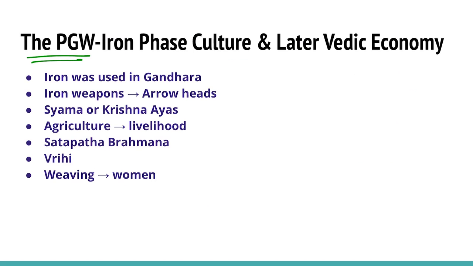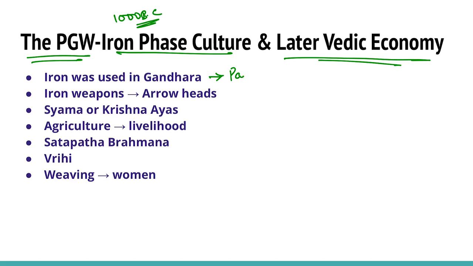The Painted Grey Ware iron phase culture and later Vedic economy. From around 1000 BC, iron was used in Gandhara, an area in Pakistan, and iron implements buried with dead bodies have been discovered in good numbers. Excavations show that iron weapons such as arrowheads and spearheads were commonly used in the western part of Uttar Pradesh about 800 BC.